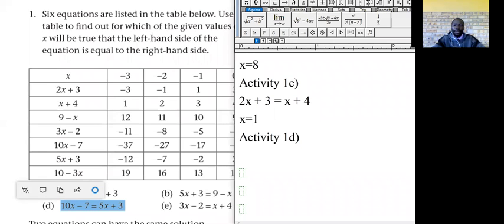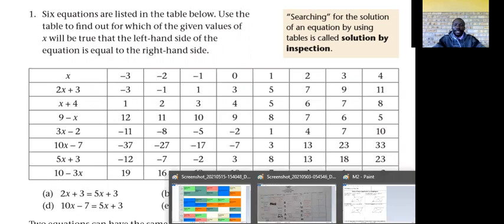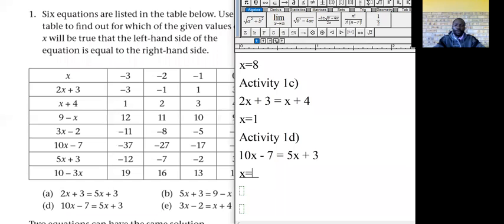Now, this activity D, from it, we are supposed to find the value of x. And we got x to be what? Let me check again. x to be 2, yes. And so that is the solution. This method is called inspection.